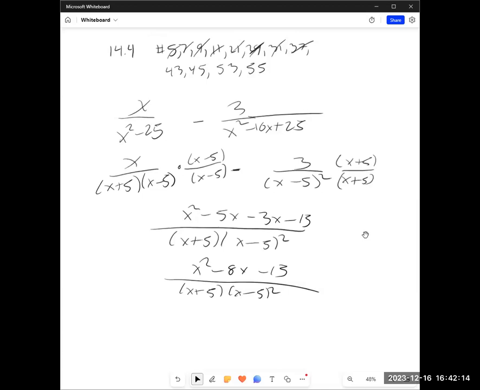I think that's it, because there's not going to be any factors of 15 that have a difference of 8. My factors of 15 are 1 and 15, and 3 and 5. This has a difference of 14. This has a difference of 2. So that's not factorable anymore.